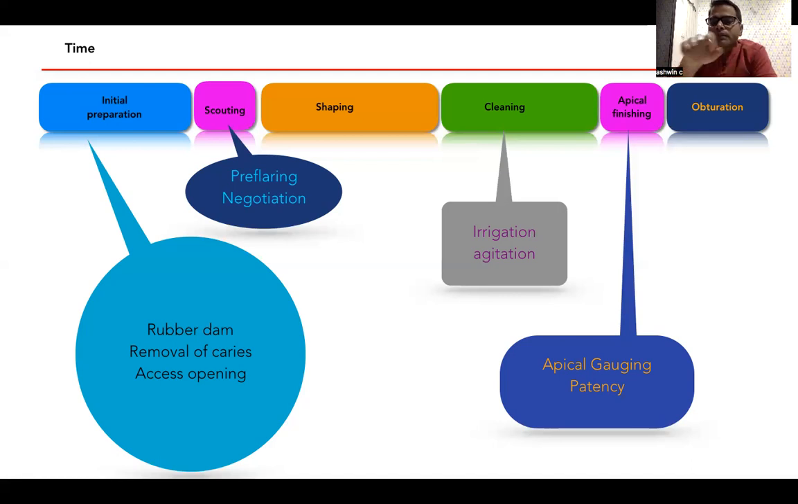If you follow the principles properly, follow the timeline properly, obturation is just a small area of endodontics. Obturation is just the cherry on the cake. That's it.